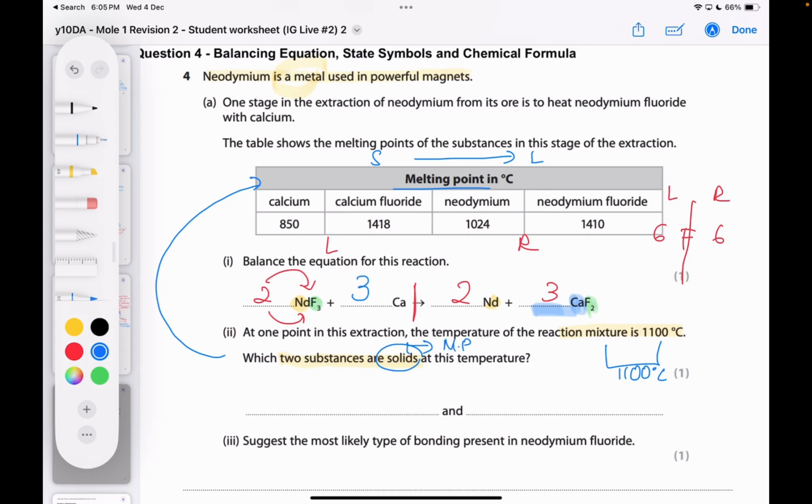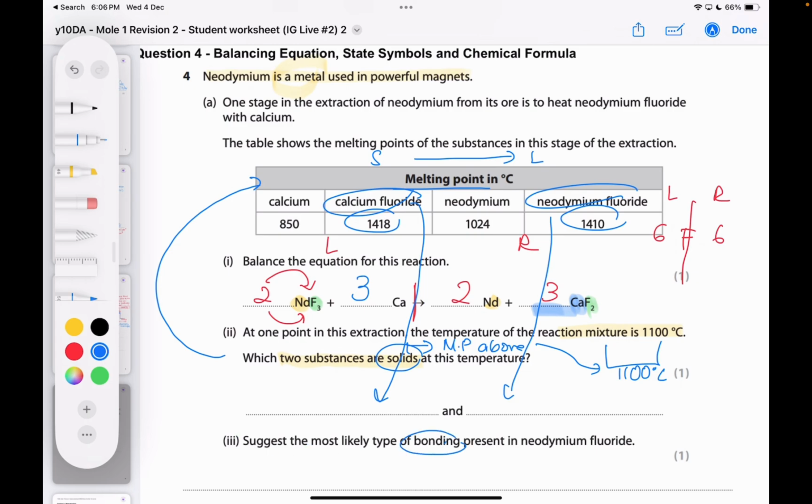So if my container now is 1100 degrees Celsius, what substance will still remain as solid would be those solids with a melting point above 1100 degrees Celsius. So in this case, it will be calcium fluoride and neodymium fluoride, which would still remain as solid. Okay, just writing here. Alright, part 3 was most likely the type of bonding.